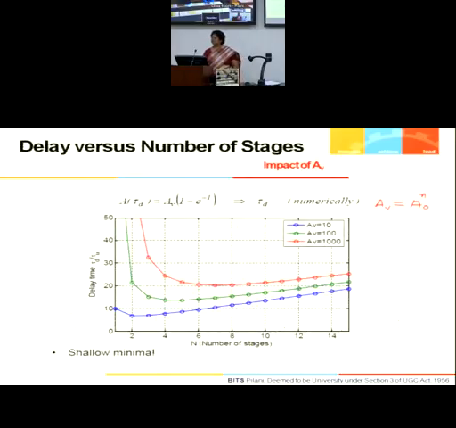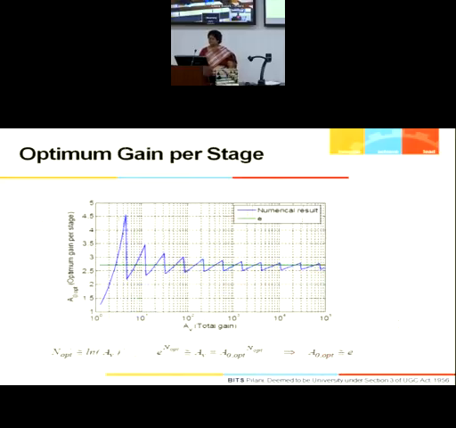Find delay versus n. I think this is the same thing we were getting in our logical effort also. So if your n is increasing, delay does not change much, rather it starts increasing. So there is a minima somewhere here, at this point. That's what we were getting in logical effort also. So now we move on to the next.